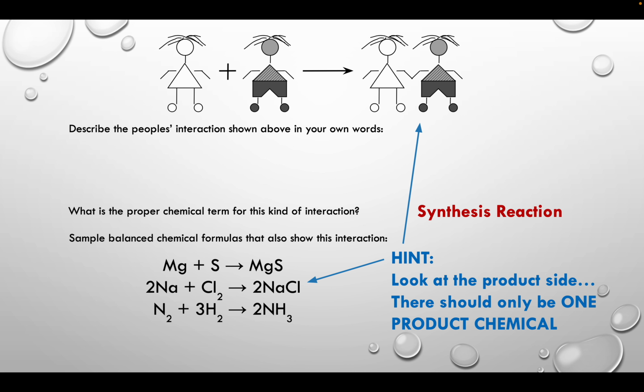Okay, so over here, like my reaction above, we have one couple. I started off with 2 separate people and I wind up with one couple. Down here, I start off with 2 separate elements. I wind up with one chemical.